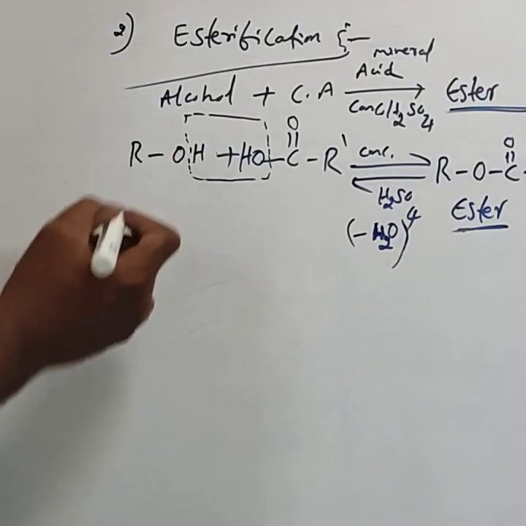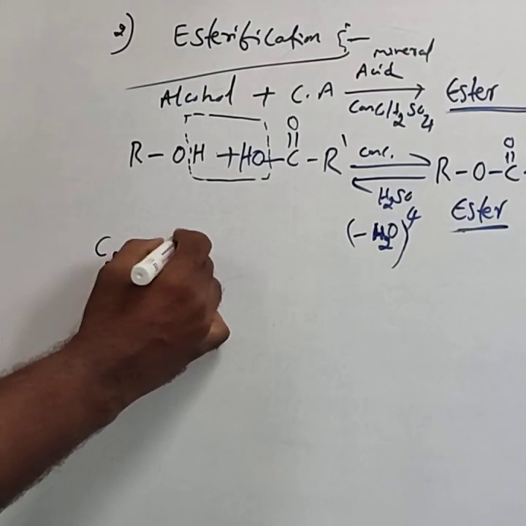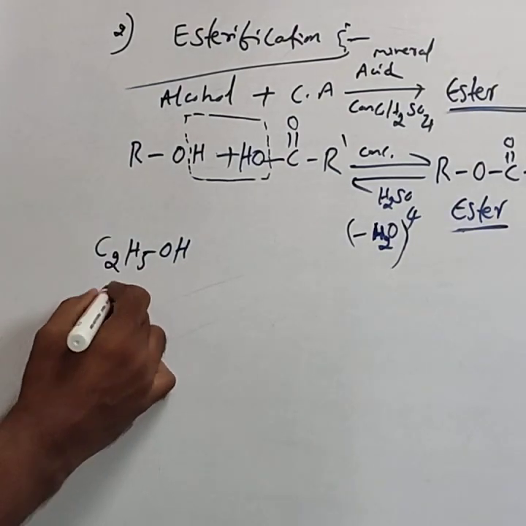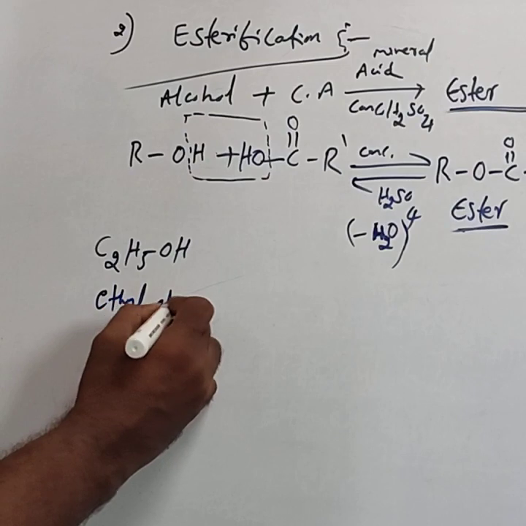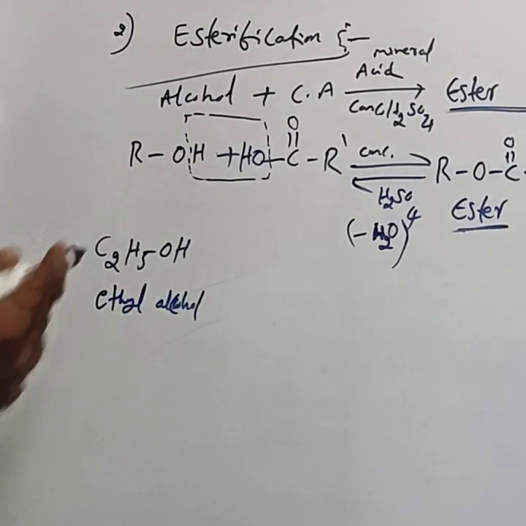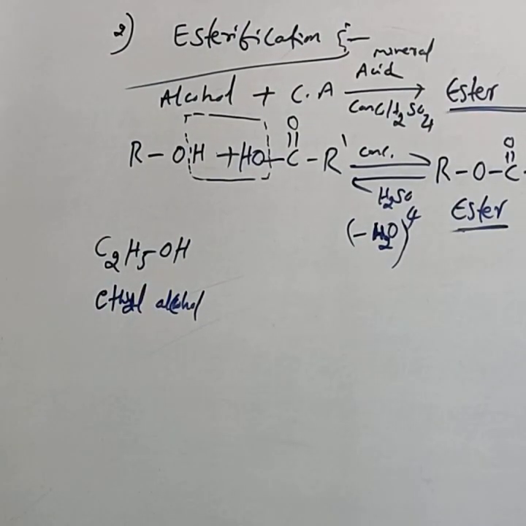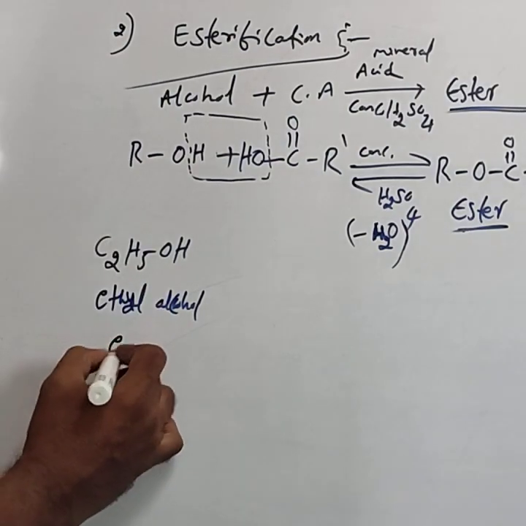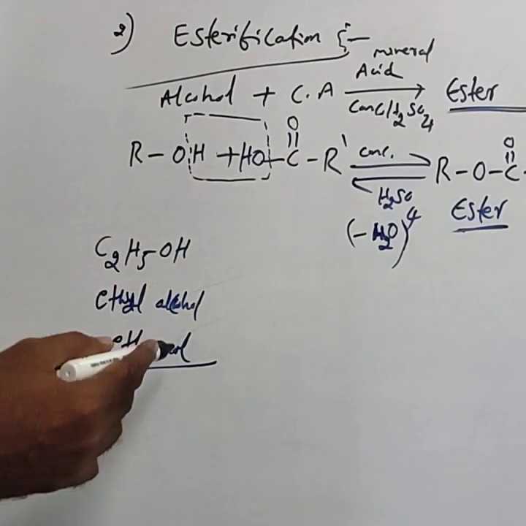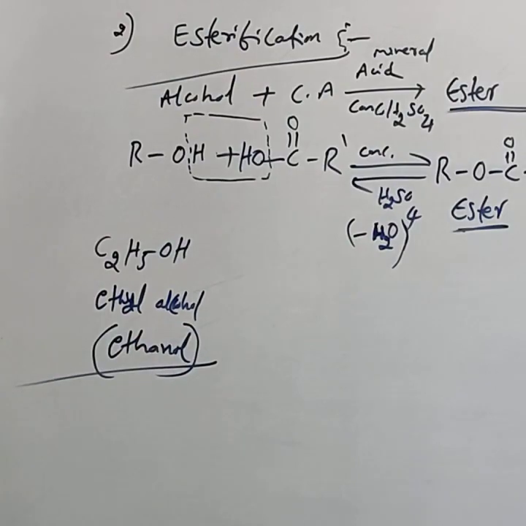In the alcohol, R is replaced by C2H5, so C2H5OH. If you replace R by C2H5, the alcohol is called ethyl alcohol. We are replacing the R by the C2H5 group, hence it is called ethyl alcohol or ethanol. In the IUPAC name we can call it ethanol. The suffix for alcohol is -ol, ethanol or ethyl alcohol.